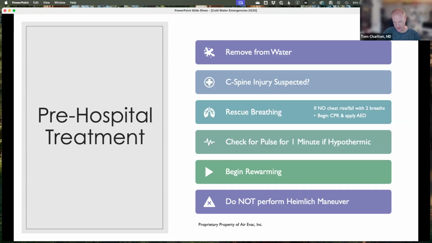At one point, it was taught that you could try doing a Heimlich maneuver to get the water up and out of the lungs. We now know that's ineffective. So don't bother trying to perform a Heimlich maneuver. Water may come out if you are doing CPR, etc. But it's not a huge barrier to the resuscitation that we need to do to get that heart going again.